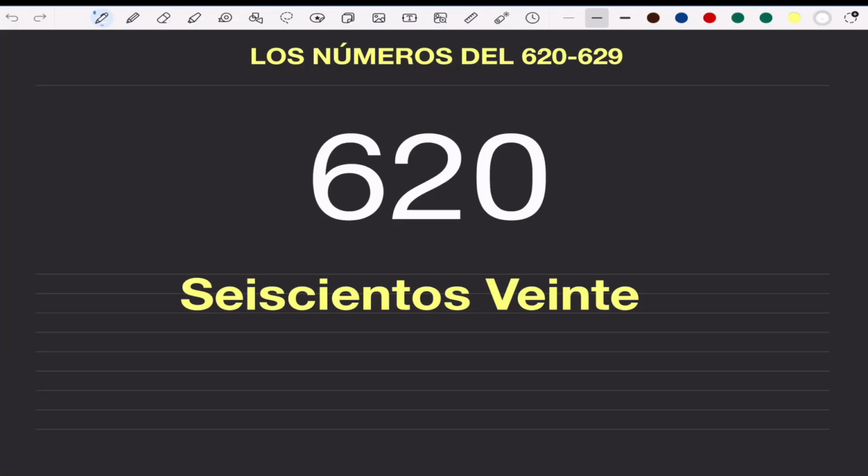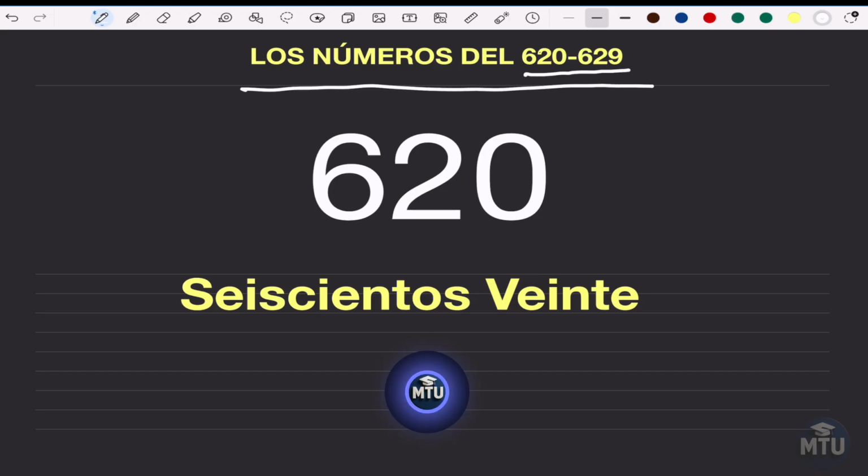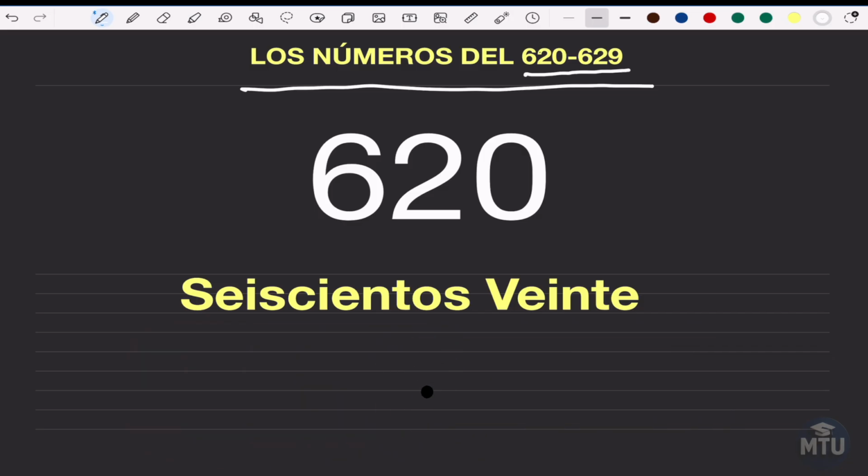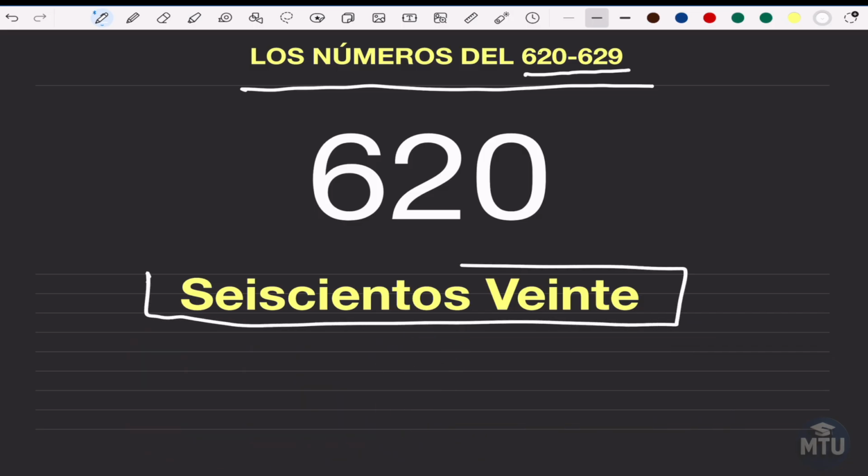Hello ladies and gentlemen, today we're going to go over the Spanish numbers 620 to 629, or los números del 620 al 629. We're going to learn how to write it and pronounce it. The first number you see in front of you is 620. 620 is written like this in Spanish and it's pronounced Seiscientos.